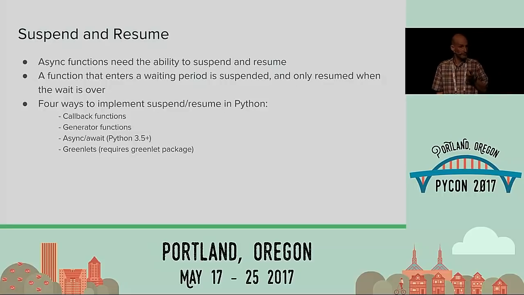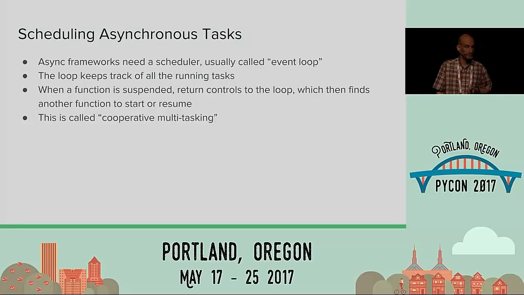So that's the first part, right? So now we can suspend and resume. The next thing that we need is a piece of code that can decide how the CPU is shared, which function gets the CPU next, right? So we need a scheduler of sorts. And in asynchronous programming, this is called an event loop. So we're going to have an event loop.